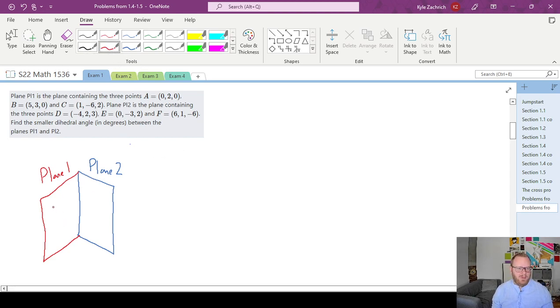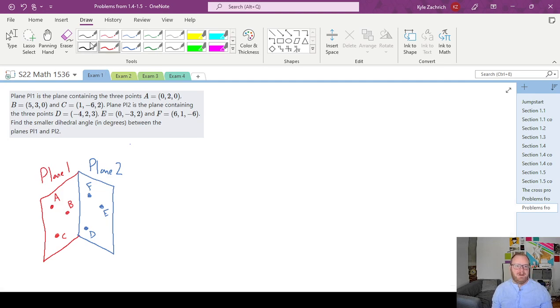Okay, so plane 1 has these points. I'm not concerned about their coordinates quite yet. I'm just drawing an abstract picture. So I've got A, B, C, and plane 2, D, E, F.